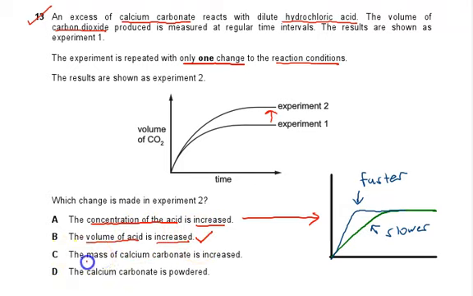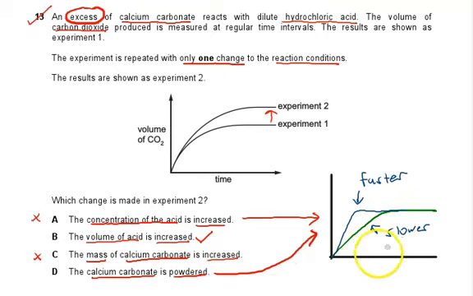Let us look at C. Mass of calcium carbonate increased. Remember they already mentioned here it is an excess, so increasing the mass doesn't work. So D is the calcium carbonate is powdered. If it's powdered, you will go to this kind of graph. So your best answer here will be D. Okay, so this is for number 13.